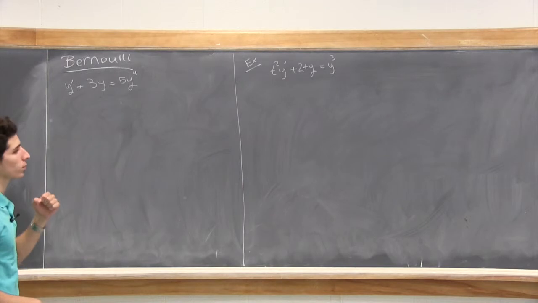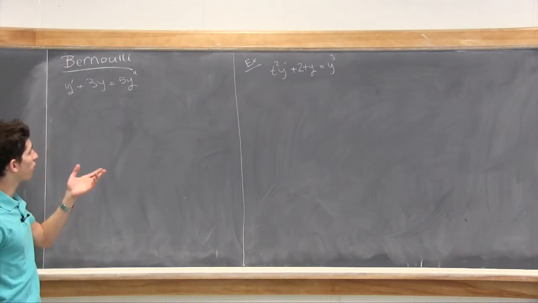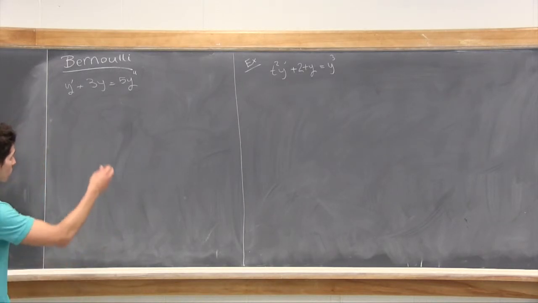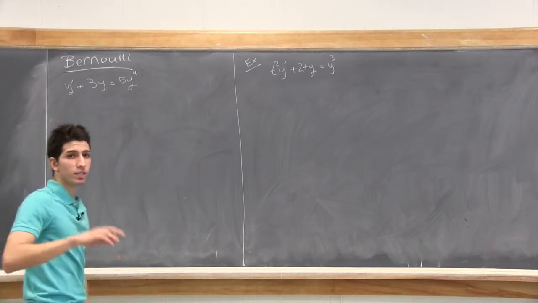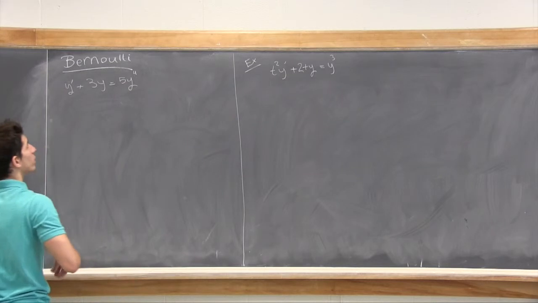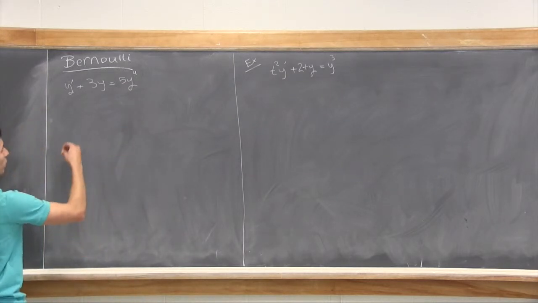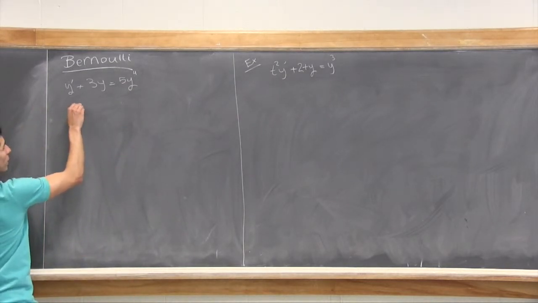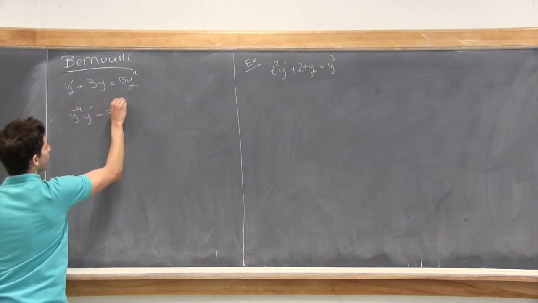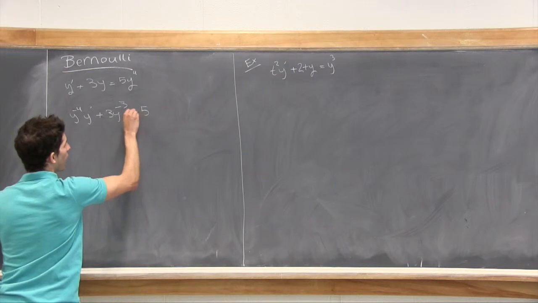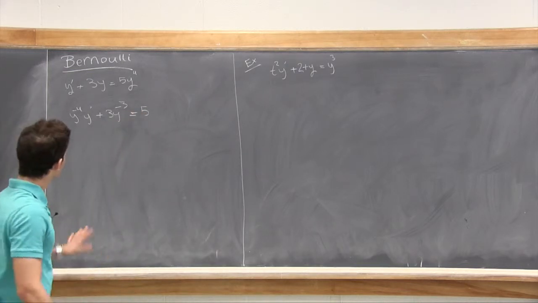So we have y prime plus 3y is equal to 5y to the fourth. This is perfectly linear except for him. He's very, very annoying, so I'm going to get rid of him. I'm going to divide both sides by y to the fourth. So I'm going to get y to the minus fourth y prime plus 3y to the minus third, and then 5 on the right-hand side, right?